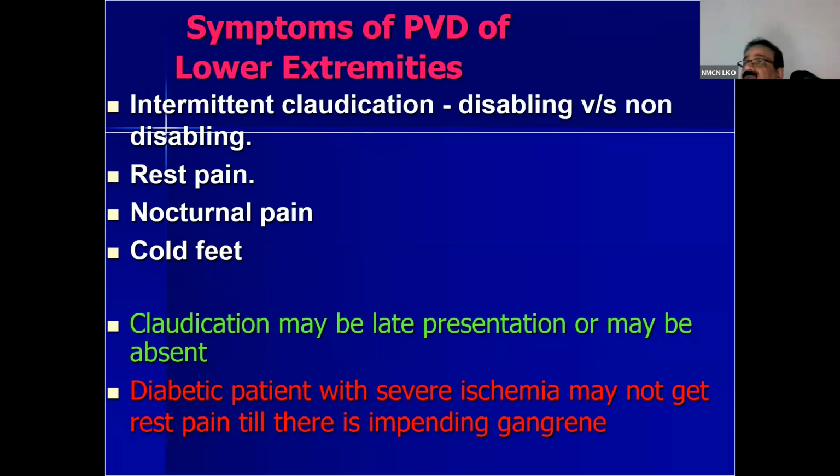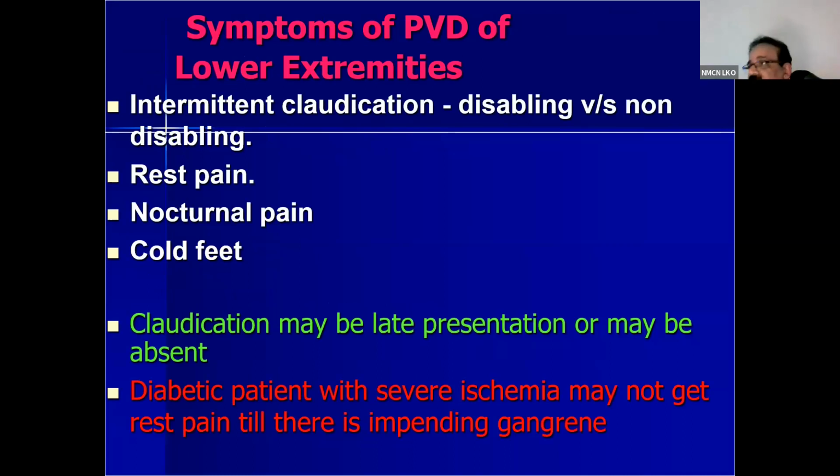Now come the symptoms of peripheral vascular disease. The patient has intermittent claudication. I hope everyone must know what claudication is. And if there is rest pain or nocturnal pain in the legs, or the patient complains of cold feet, these are certain symptoms of peripheral vascular disease.